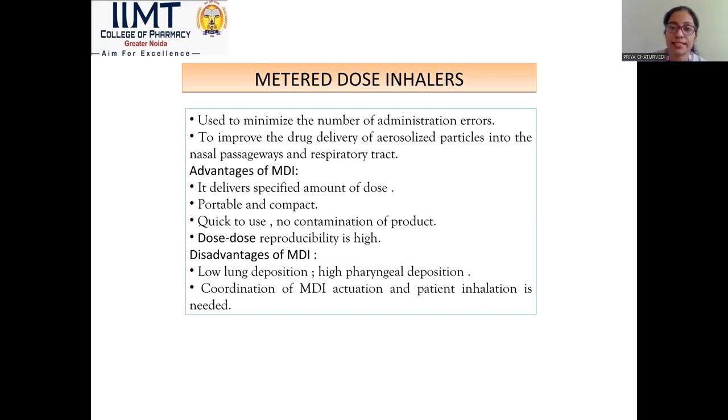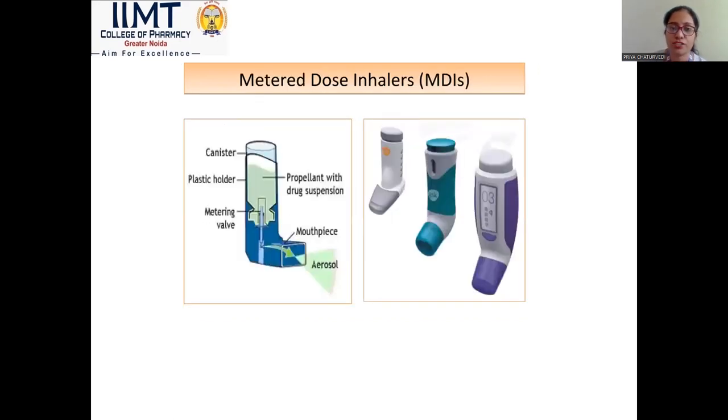Advantages of metered dose inhalers are it delivers a specific amount of dose, it is portable and compact, quick to use, no contamination of product, and dose reproducibility is very high. Disadvantages are low lung deposition and high pharyngeal deposition. Coordination of MDI actuation and patient inhalation is very much needed. As you can see in the figure also, this is a metered dose inhaler.